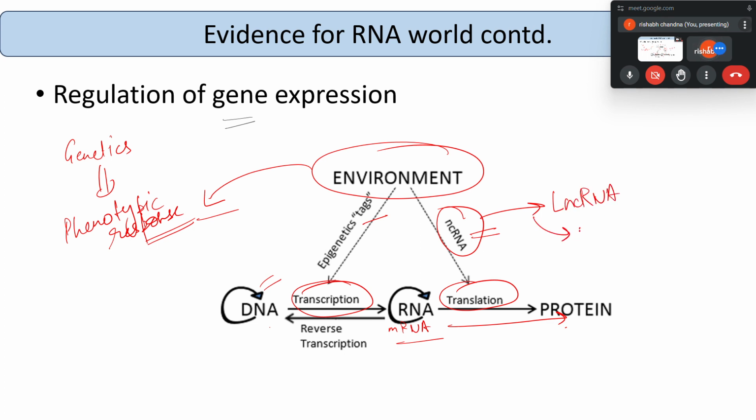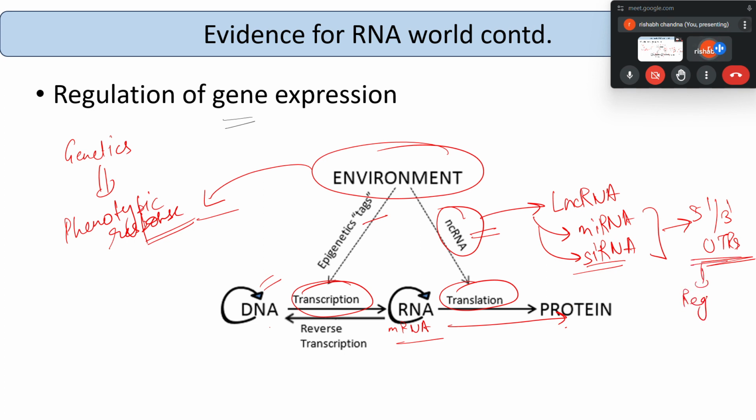Then we have microRNA that have various targets inside the cell. Whenever this particular RNA is present, it can target various genes that belong to the same nature or different nature also. And then we have siRNA that are very specific to genes. Okay, and these act at the 5 prime or 3 prime UTR regions. Okay, so what are these UTRs? We'll discuss later, but these regions help in regulation of translation.